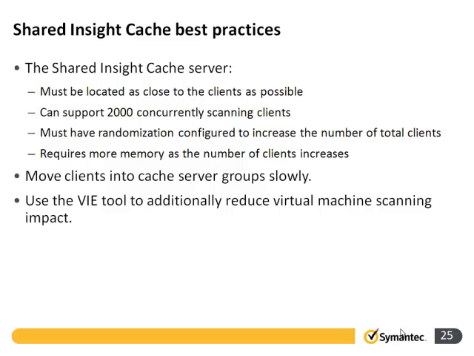Some best practices for the Shared Insight Cache. It must be located as close to the clients as possible. You don't want it too far away, as that will delay the update and request for information. It can support 2,000 concurrently scanning clients. Randomization must be configured to increase the total number, to enable it to manage those clients.